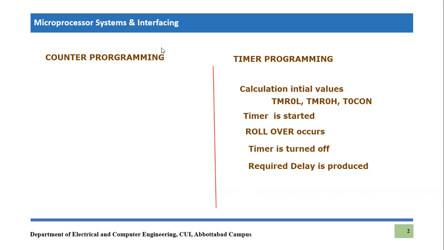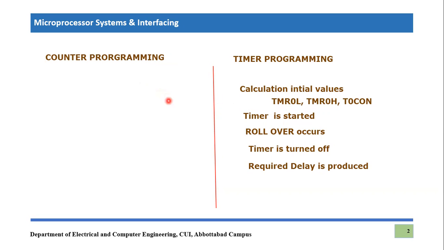So we will be exploiting the same timer, for example timer 0, because we have been using timer 0 of the PIC18F452 microcontroller in timer programming. So we will be using the same timer 0 in counter programming, and most of the steps will be similar, but the difference is that here we are not generating any amount of delay, rather we are waiting for one count to expire.